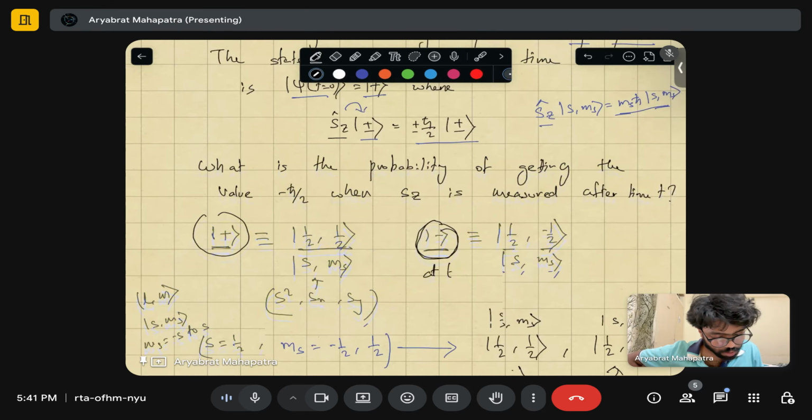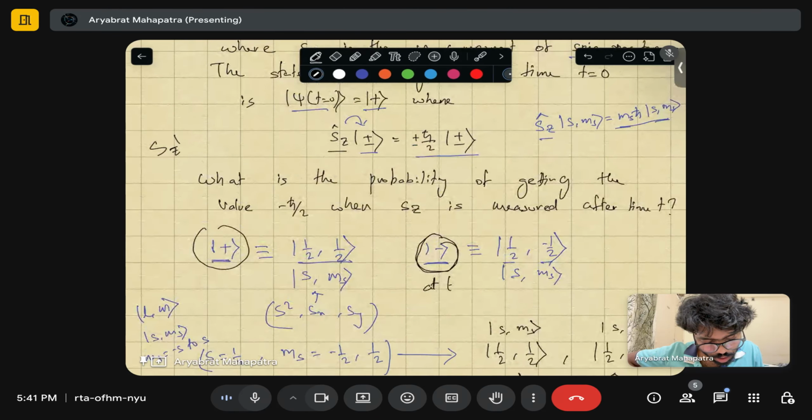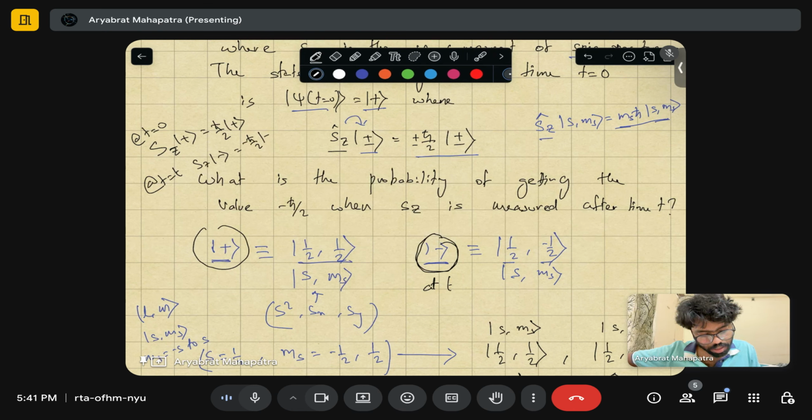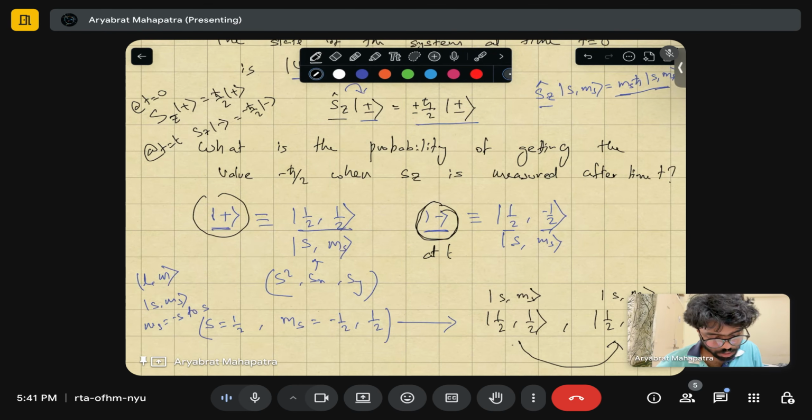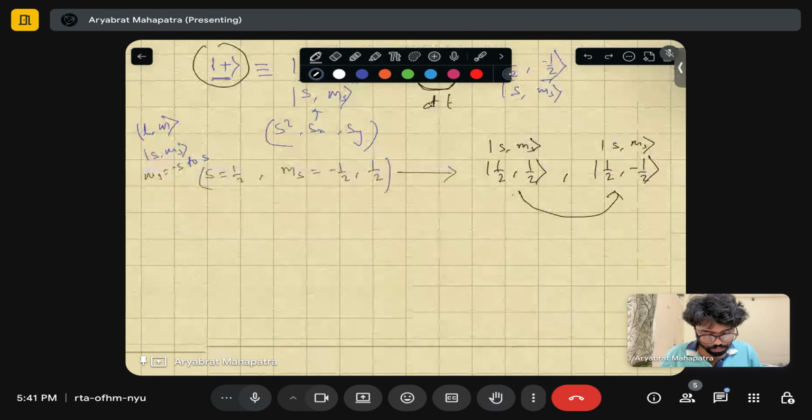So initially, at t equals 0, when you measured Sz, you found the particle was h bar by 2, plus. But after a time t, when you measure Sz, you get minus. This is what the question is telling. So if at time t your measured state is minus, what is the probability that it went from plus to minus?